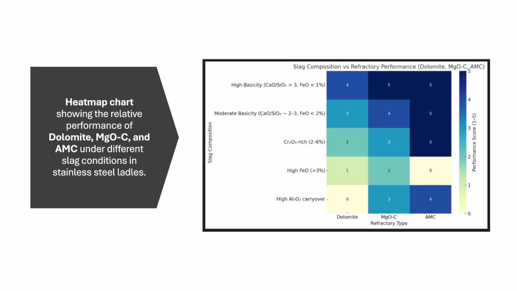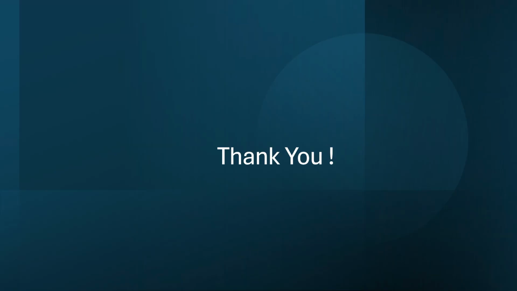Heat map chart showing the relative performance of dolomite, magnesia carbon, and AMC under different slag conditions in stainless steel ladles. This is self-explanatory.